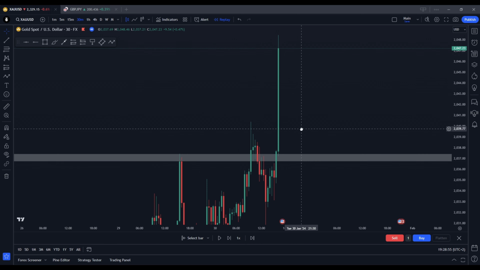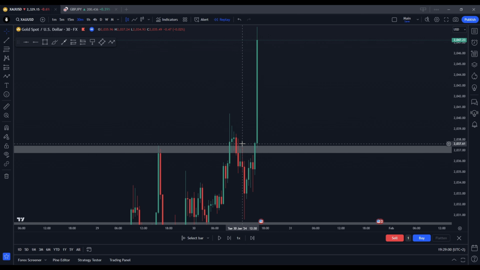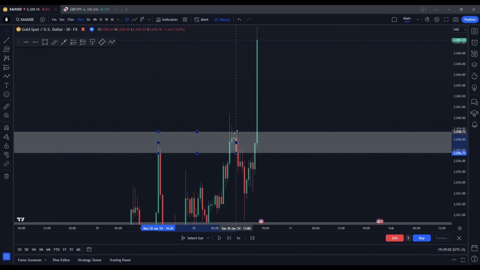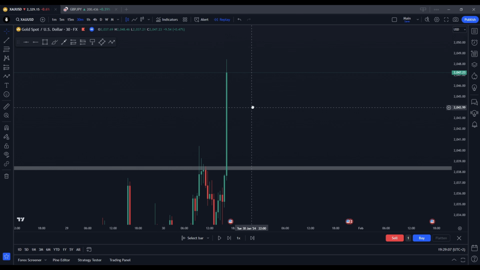Okay, so we had potentially a news move over here. This was pretty much our New York session. We had this news move, price pushed all the way up, so we can adjust our resistance zone. We still have our support zone. Now we've made this massive push.